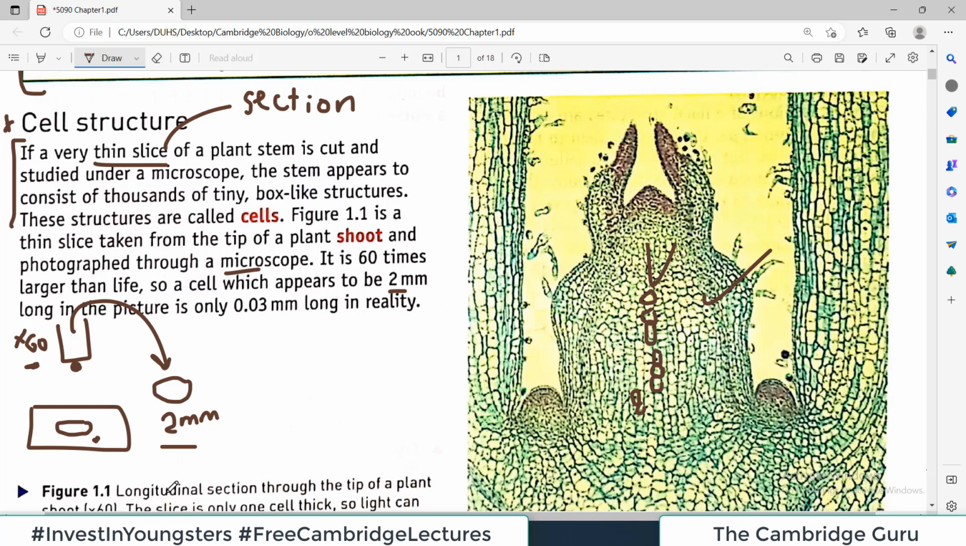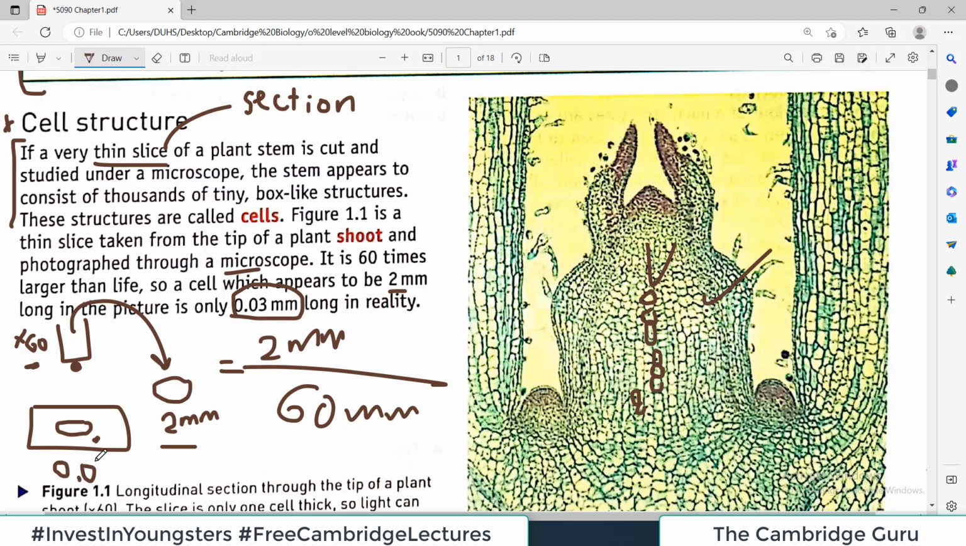So if you have to tell me the original size, it will be 2 millimeters divided by 60, and the final real size of the cell actually is 2 divided by 60, which is 0.03 millimeters. So a cell which was actually 0.03 millimeter in size, after the lens, which is enlarging it by 60 times, now the size you are seeing is 2 millimeters.